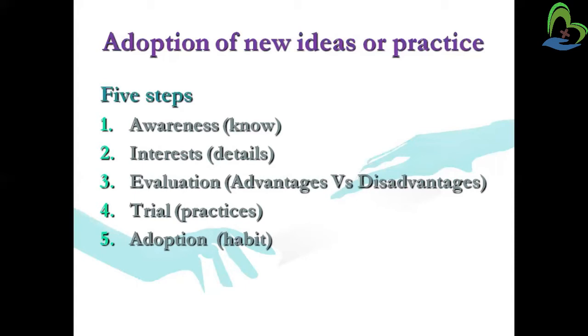Then the fifth one is adaptation, like habits. We are going to give them habits of running, jogging, habit of good nutritious food, habit of vegetables. That is called habits. If they adopt good habits, they are going to improve their health by themselves. Also, their immunity will rise by the adaptation of good habits. That is about the 5 steps of adaptation of new ideas and practices.